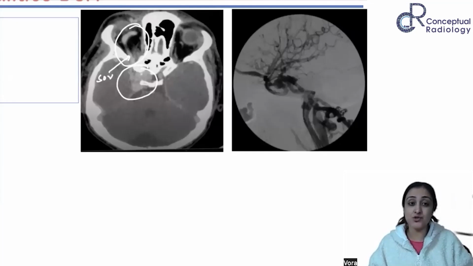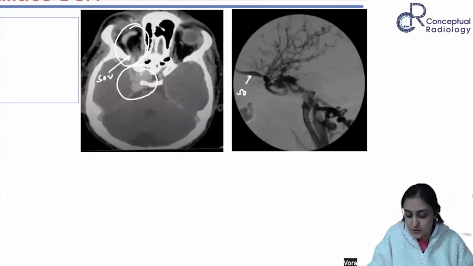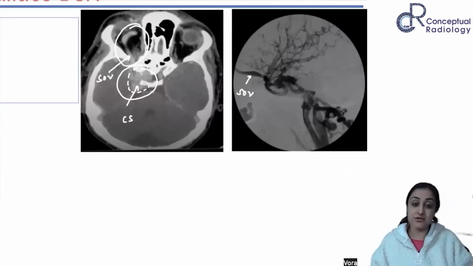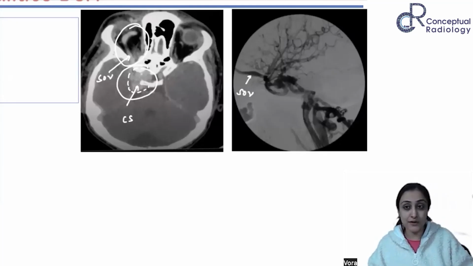Can you tell me where the superior ophthalmic vein drains? Again, on the DSA, this is the superior ophthalmic vein. Correct. It drains in the cavernous sinus. And can you see how the cavernous sinus is really bulky on the right side on the CCT?